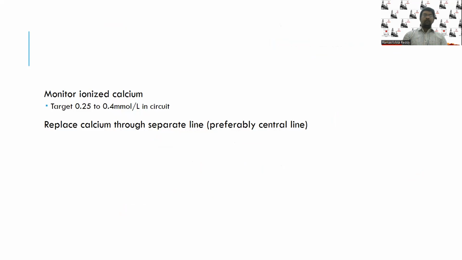As I said, you need to monitor the ionized calcium, both in the systemic circulation and in the circuit. In order to achieve optimal anticoagulation, the ionized calcium should be 0.25 to 0.4 millimoles per liter within the circuit. And to prevent hypocalcemia, you need to administer calcium separately through a central line or peripheral line, but central line is preferred because calcium can cause phlebitis.